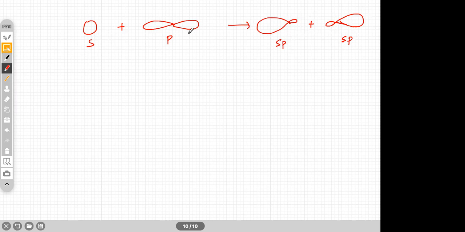We are not concerned with the shape of the hybrid orbital. That is not there in our syllabus. But mostly, whenever we draw the shape of a hybrid orbital, it is like this. One is a bigger lobe, the other one is a smaller one, right? Hybrid orbital.